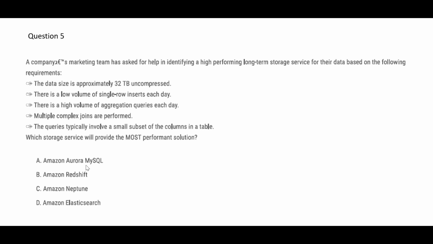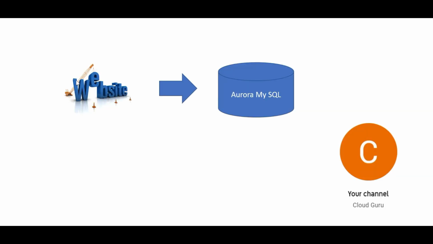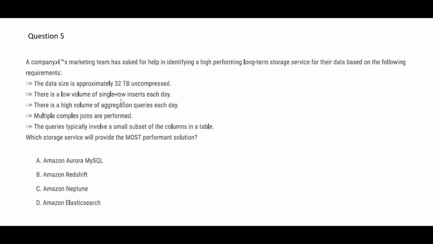Take Aurora MySQL. If you have a website that is writing to your database, Aurora MySQL, imagine Amazon.com or some website where transactions are happening every minute or even multiple times every minute. In that case, it is not low volume single row inserts, it's high volume single row inserts. That's why Aurora is out of question.